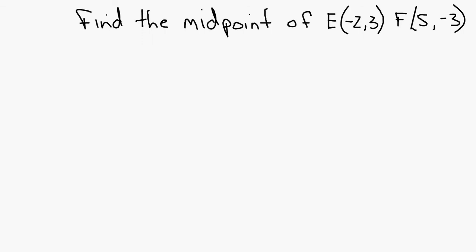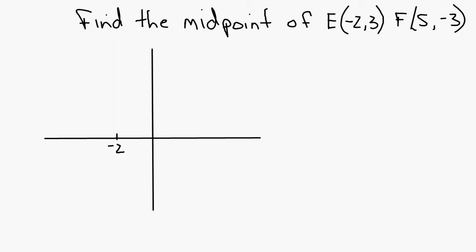Okay? If you drew a picture of this, here's the coordinate plane, right? And if E is at negative 2, 3, well, negative 2, 3 would be about right here. That's point E. F is at 5, negative 3. So 5, negative 3. There's F. You're trying to find the coordinate that's in the exact middle of those 2 points. So you find the average of both.